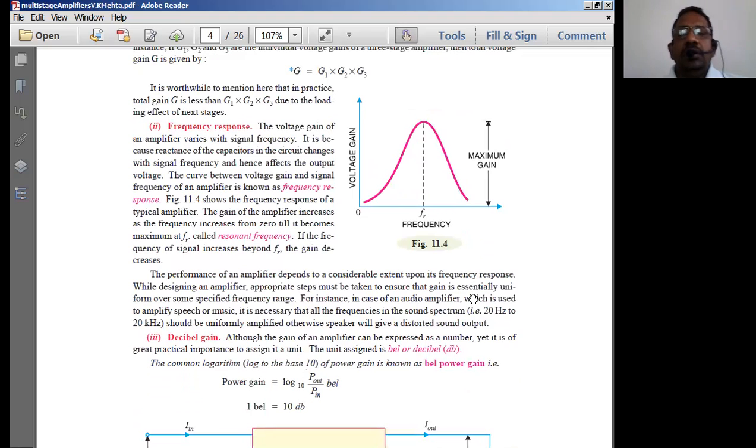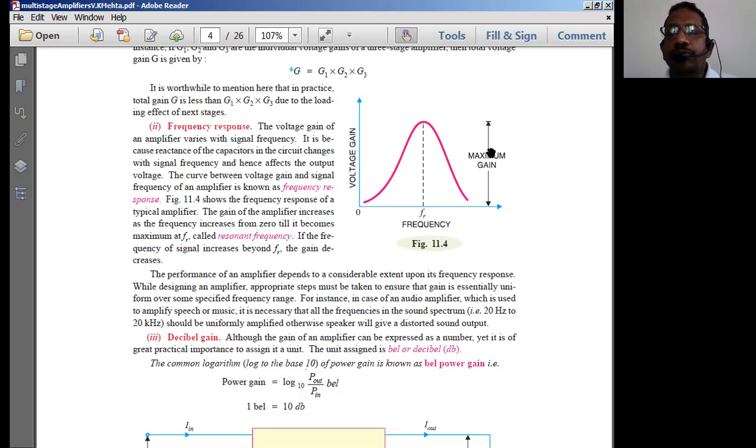Now, in general, we normally get a frequency response like this. At a resonant frequency, the amplifier is going to give us a maximum voltage gain. So this voltage gain is going to be maximum.